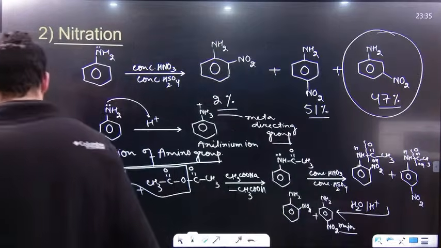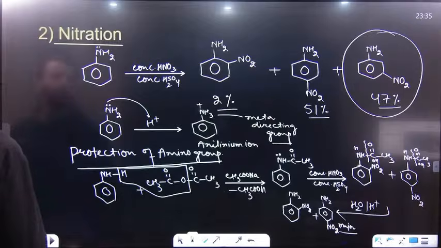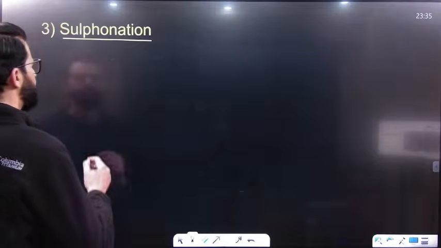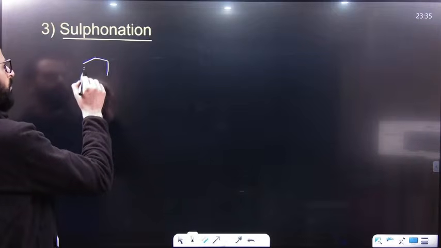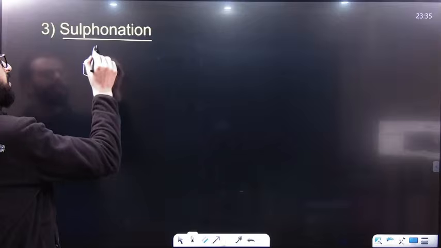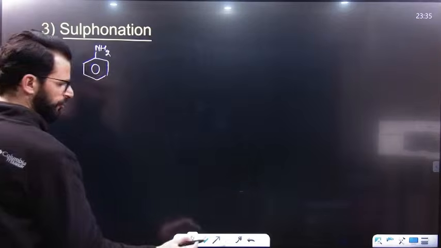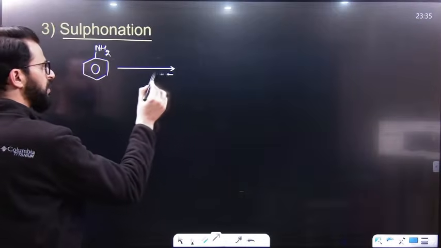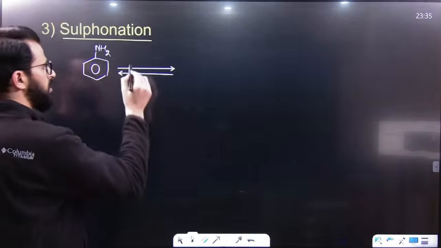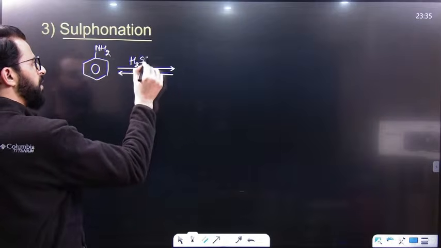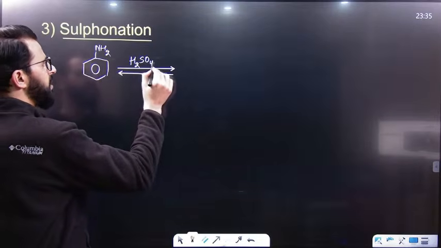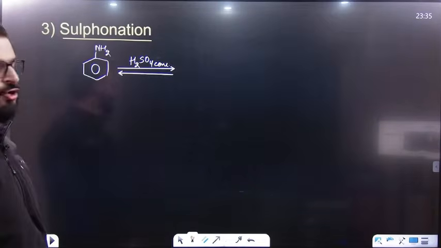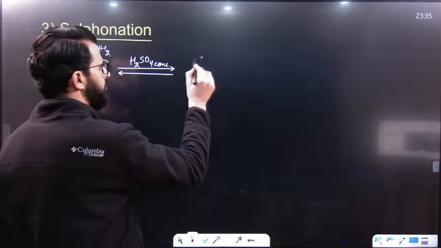Okay, thank you. Now, after this, we are having another reaction, that is sulfonation. That means we have to introduce SO3H group. Now, have a look. Whenever aniline is treated with H2SO4, remember, this is sulfonation, but sulfonation is always a reversible process. So, whenever we are treating this aniline with concentrated sulfuric acid, or we want to do sulfonation of this aniline or aromatic amine, remember what happens over here.